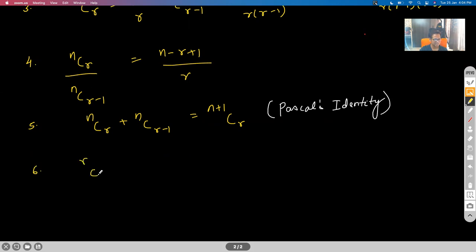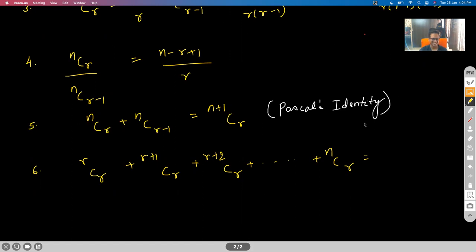Next, rCr plus (r plus 1)Cr plus (r plus 2)Cr, all the way till nCr. Okay. Anybody who knows what is going to be the result of this? Have you seen this in a series ever before? I think Harshita should be able to answer this.